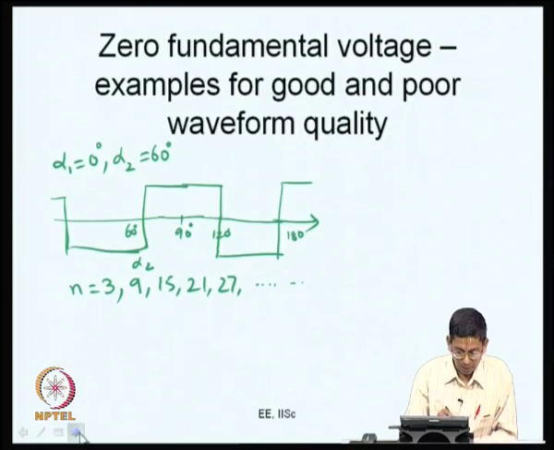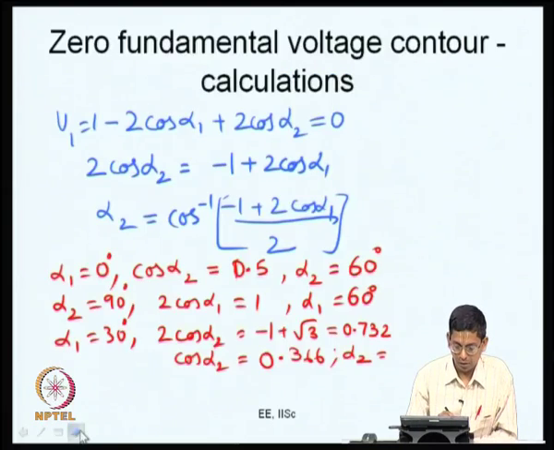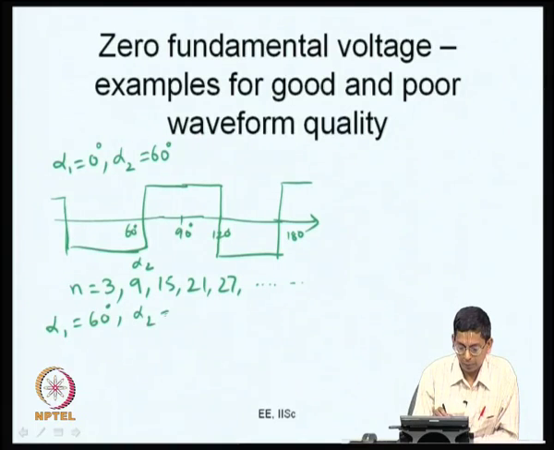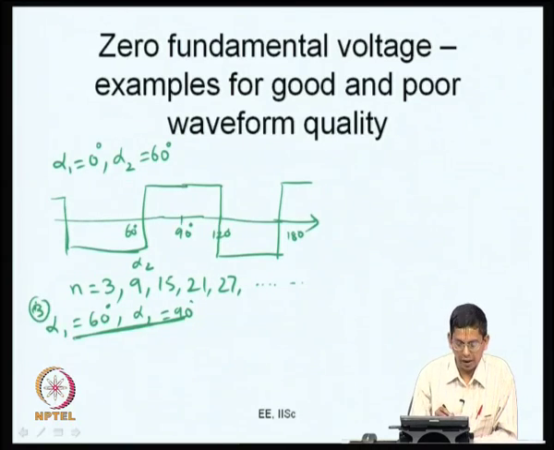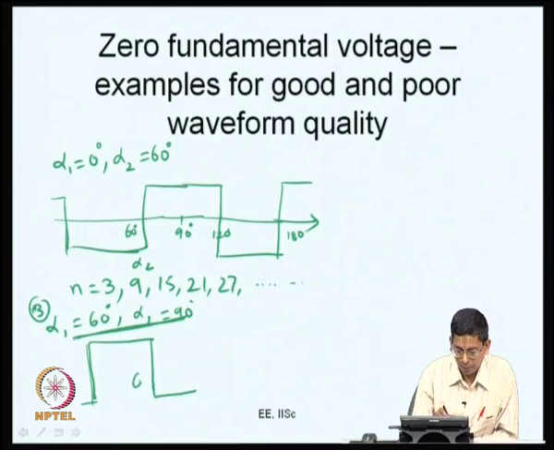Now, once again let me take another waveform here. Take, let us say, this particular point. Let me call this point B. What is B? You have alpha 1 equal to 60 and alpha 2 equal to 90. This is point B. So, at this point, the waveform switches like this. At alpha 1 equal to 60, it comes back, and at 120 degrees it goes high.